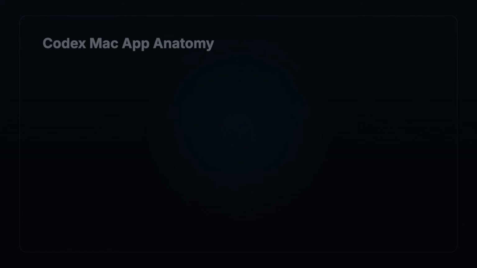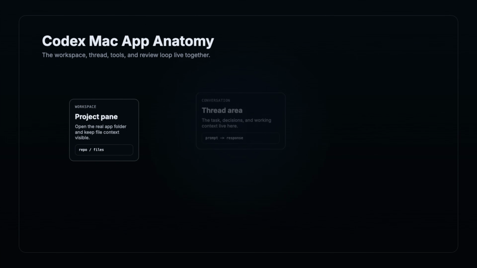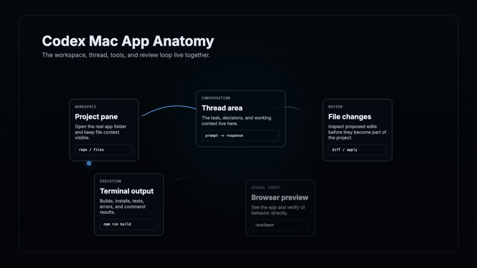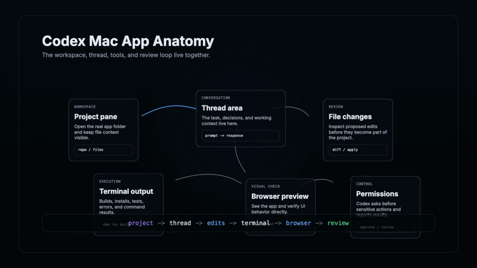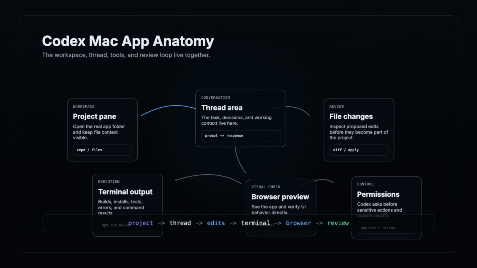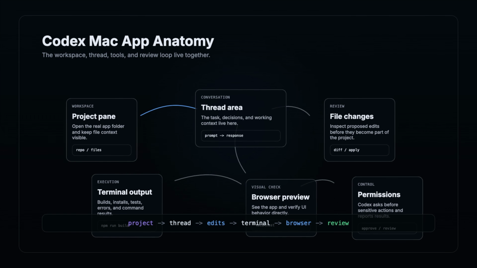Inside the Mac app, the main pieces to understand are the project or the workspace, the thread area, the model selector, the thinking mode selector, file changes, terminal output, browser preview, artifacts, permissions, and the review flow. Once those pieces make sense, Codex stops feeling like a chat box and starts feeling like an app building environment.